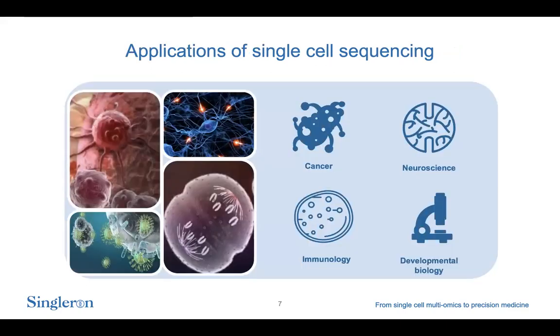So single-cell sequencing can be applied basically to any type of tissues that show variability or heterogeneity in them. And the fields that benefit most from single-cell sequencing are cancer research, neuroscience, but also immunology, developmental biology, and basically any other research field that deals with tissues comprising different types of cells.